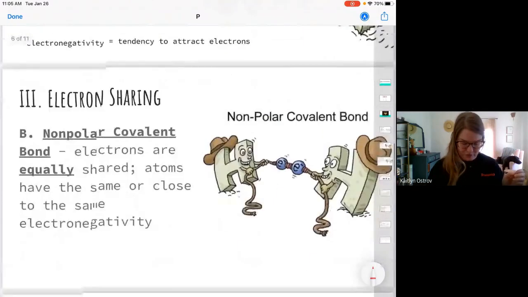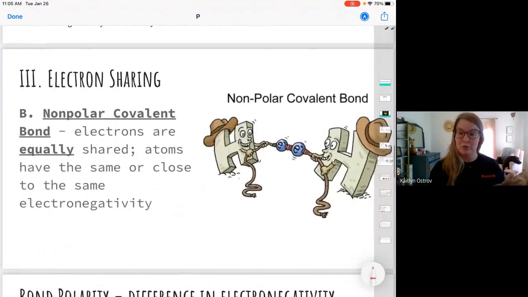On the other hand, if the elements have a really similar electronegativity, or if they're the same element and they have the same electronegativity, then it's going to be a nonpolar covalent bond, because now the electron cloud is evenly dispersed throughout the molecule, because one of those atoms doesn't have a stronger tendency to pull the electrons closer to it. So it's going to be nonpolar, no poles, no real positive or negative regions.